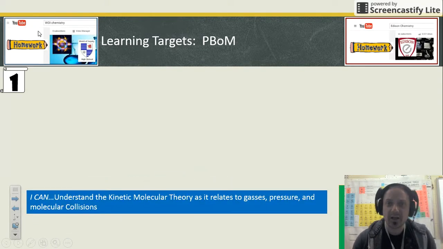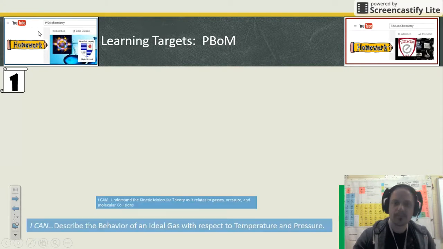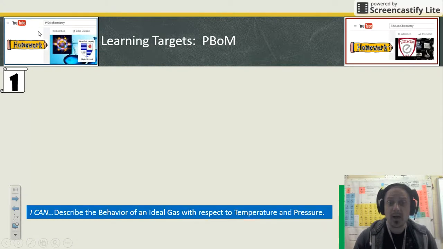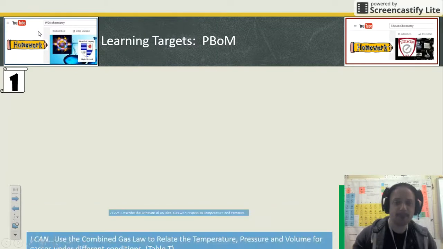Understand kinetic molecular theory. It's the rules for how we like to think about gases and how molecules collide inside of a container, creating pressure and all that other stuff. So kinetic molecular theory underpins the behavior of gases. And we're going to describe the behavior of an ideal gas with respect to temperature and pressure. So as you change pressure, what happens to the behavior of the particles in the gas? As you change temperature, how they're related.